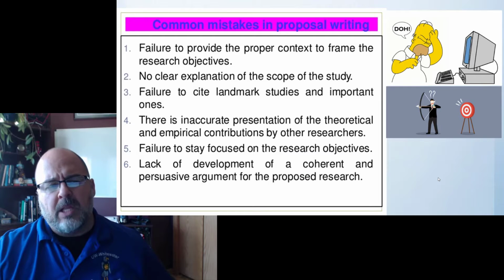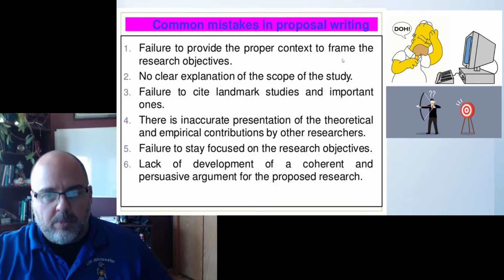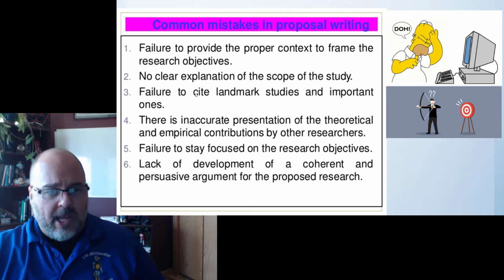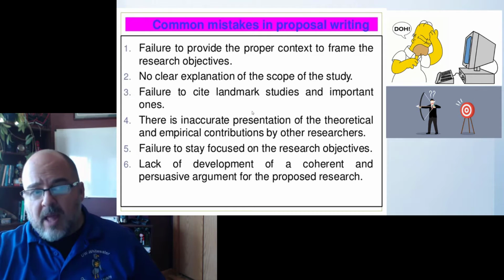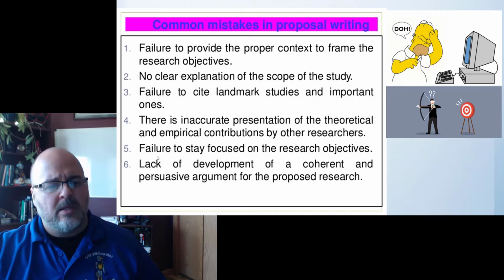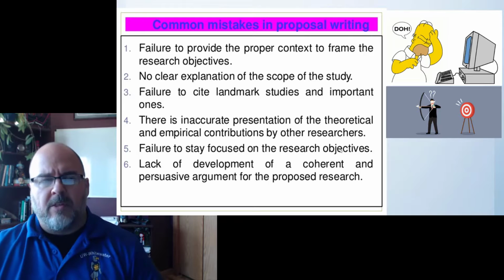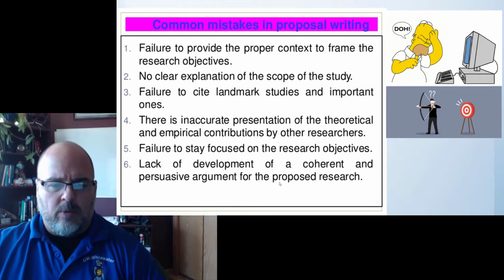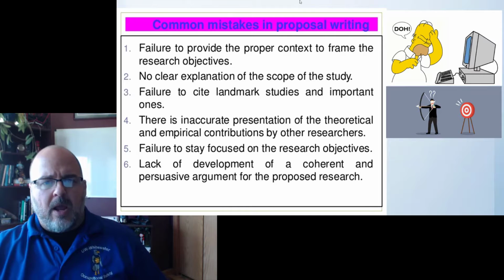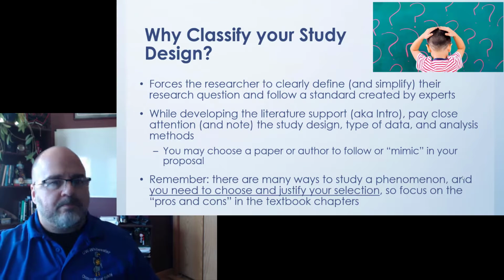And these were common mistakes. I believe this was in review 1. So failure to provide proper context to frame the research objectives, we had some of that. No clear explanation of the scope, we had some of that. Failure to cite landmark studies, we had some of that. There was an accurate presentation of theoretical, I'm not sure if we had that or not. I don't think so. Failure to stay focused. Yeah, there were some of you who could reorganize a little bit better. I think that was the word I used. And then lack of development of coherent persuasion. No, a lot of you had some good stuff. Some just needed a little bit of finesse and they'd be all set. So these are common mistakes. So look at them. You can kind of rethink yours, but I think we're doing pretty good.